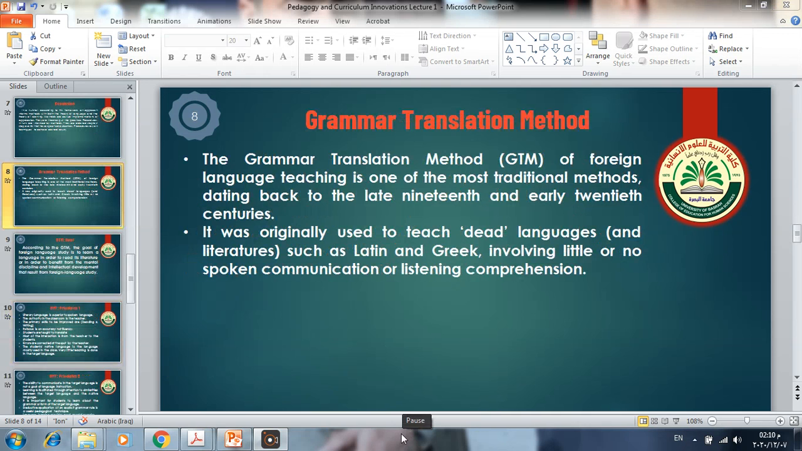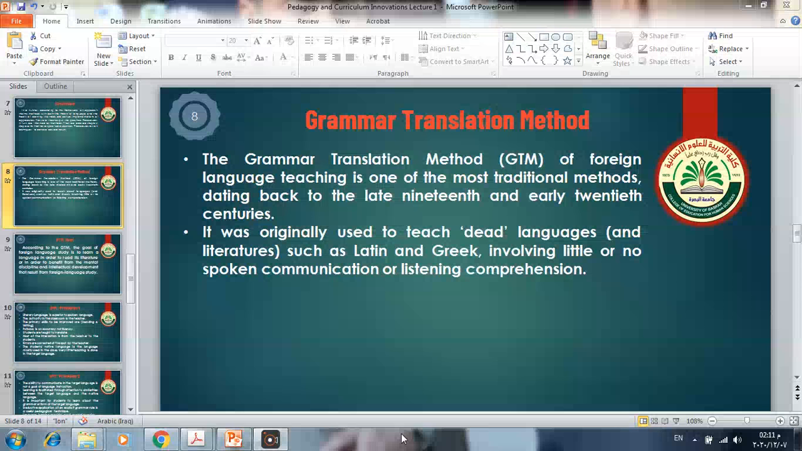Now, after we have explained these different terms that each teaching method needs to refer to, it's time to talk about the first teaching method, which is the oldest teaching method, the grammar translation method. The GTM, or the grammar translation method of foreign language teaching, is one of the most traditional methods, dating back to the late 19th and early 20th centuries.